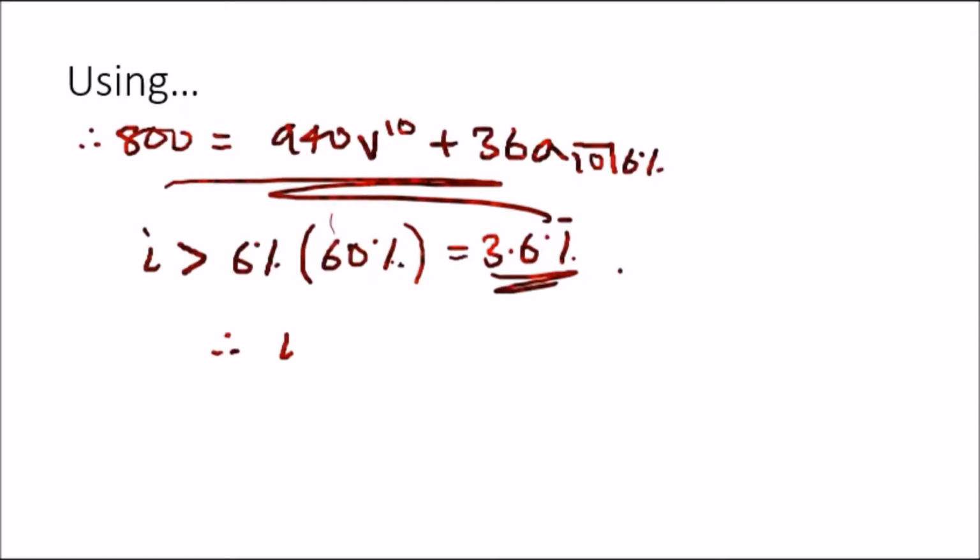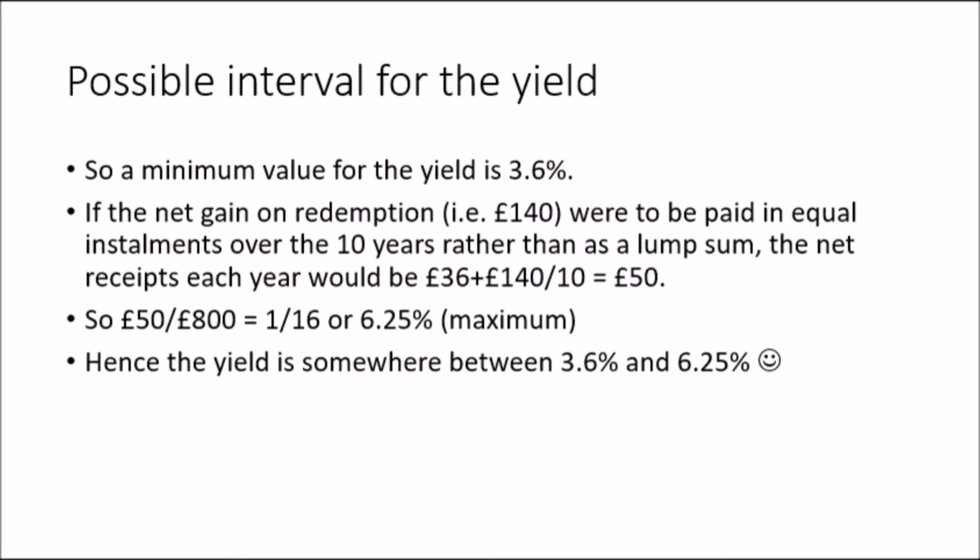So therefore the lower bound would be 3.6%. Now, for the other possible intervals, I wrote them down in the next slide. So we know that the minimum value for the yield would be 3.6%. Again, this is denoted by IL.